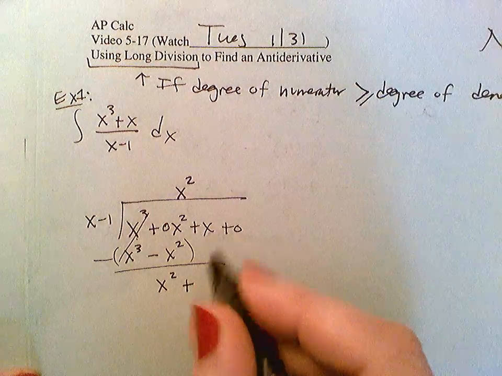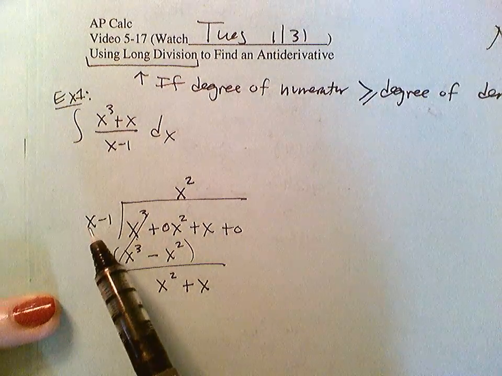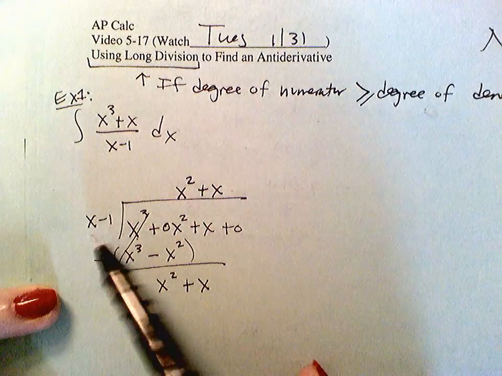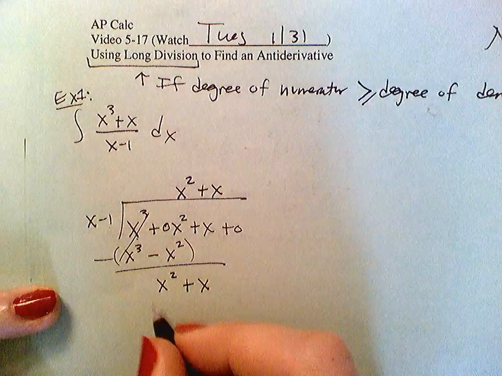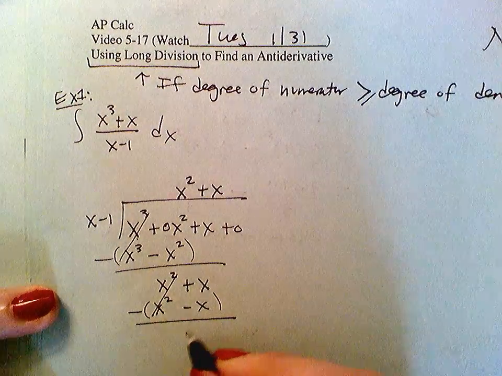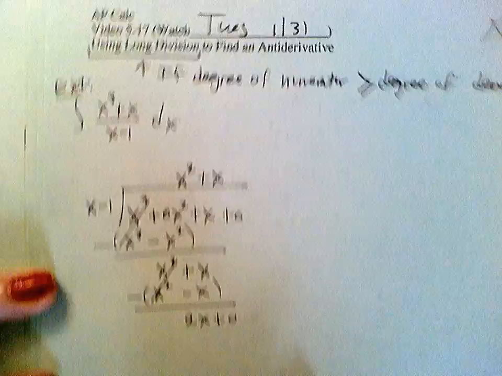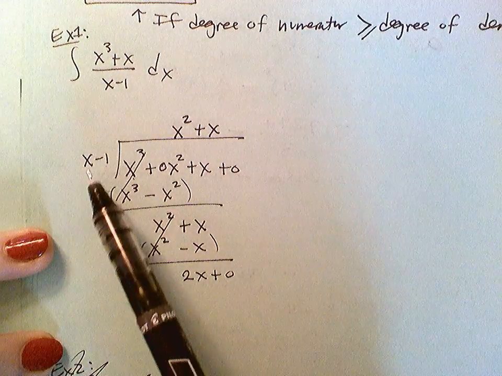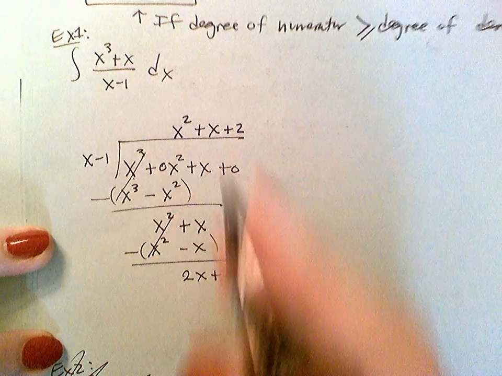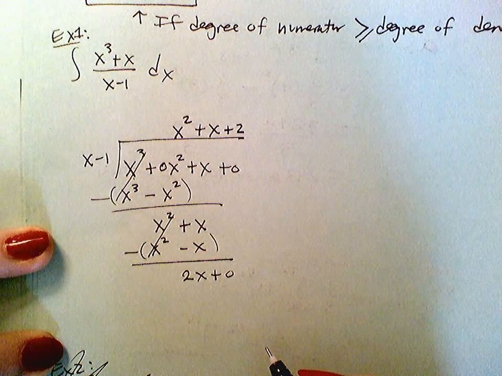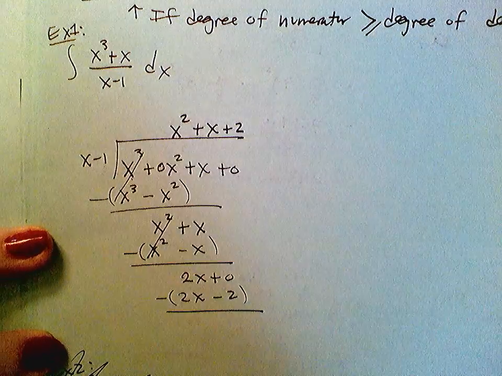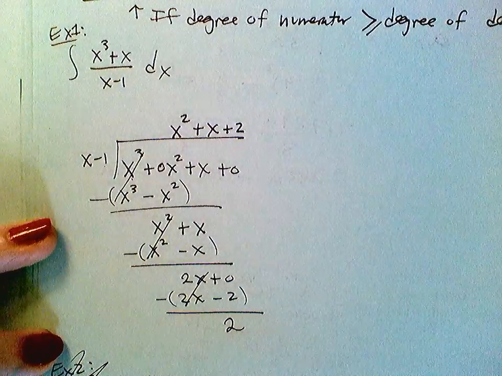And then you bring down the next term, and you do it again. x times what makes x squared? x, so plus x. And then you distribute this back to these, so we get x squared minus x. And then you subtract that. Those cancel, and here we get 2x, bring down the next term. And then you do it again. x times what makes 2x? Plus 2. And then you distribute that back out. So this is 2x minus 2, and then you subtract it. Those cancel, and then you get a remainder of positive 2.